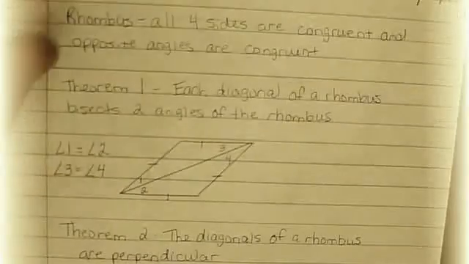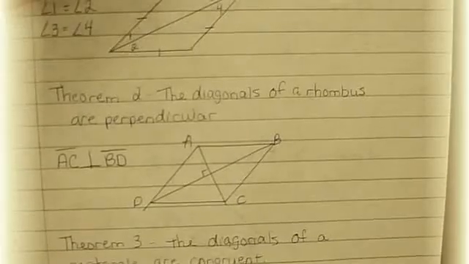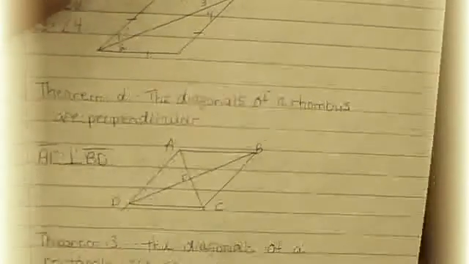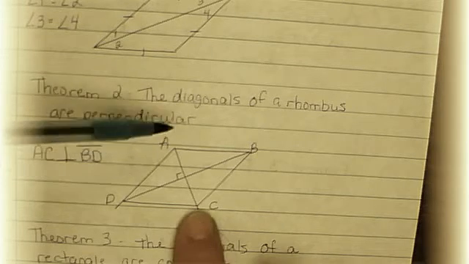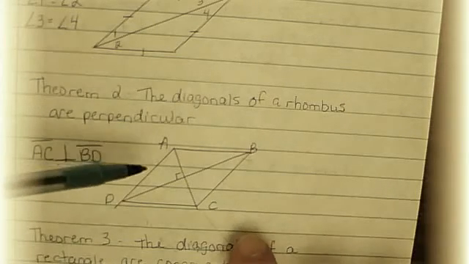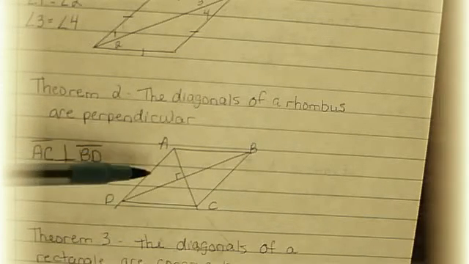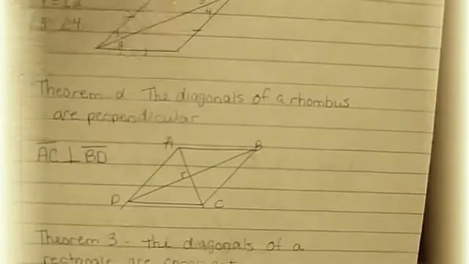Theorem 2 is talking about the diagonals of a rhombus and saying that the diagonals of a rhombus are perpendicular to one another. So if I draw both of these different diagonals within my rhombus, I'm stating that A to C is perpendicular with B to D. So not only are these diagonals bisecting the angles in the corners, but they're also, when they cross each other, dividing each other into four 90-degree angles here. So Theorem 2 states that diagonals of a rhombus are actually perpendicular with one another.